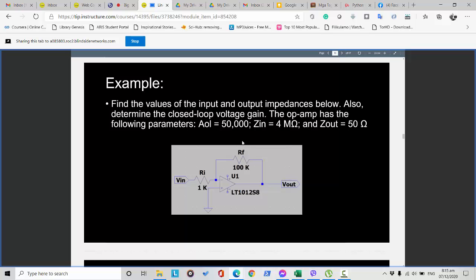Okay, another example here. So we are asked to find the values of the input and output impedance of the below circuit. Also we are asked to determine the closed loop voltage gain. The operational amplifier has the following parameters. We have an open loop gain of 50,000, an input impedance of 4 mega ohms, and an output impedance of 50 ohms. Our Ri is equivalent to 1 kilo ohm and our Rf is equivalent to 100 kilo ohms. So let's try to compute for these values.